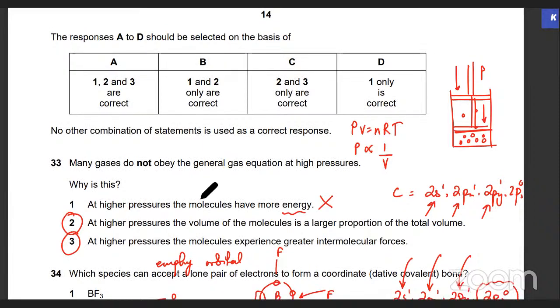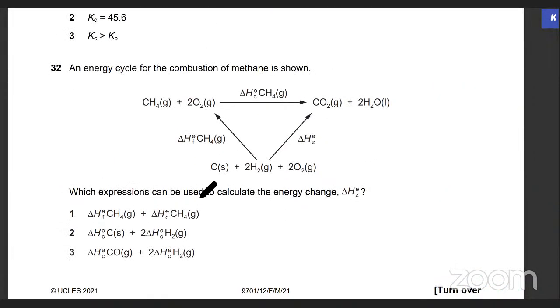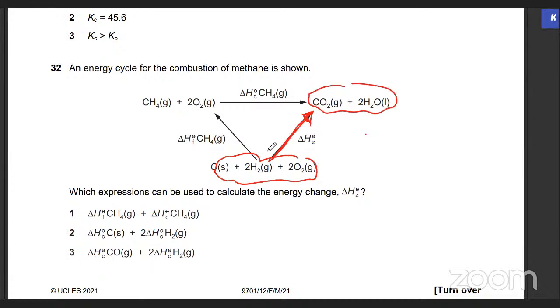So this is about Hess's law. And remember, Hess's law is one path is equal to the other path, right? The first one is, which expressions can be used to calculate the energy change delta H? So you're going from this point to this point. This is your starting point, and that's where you end. So that's your start, that's your end.